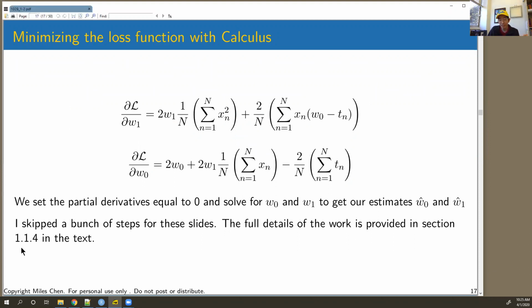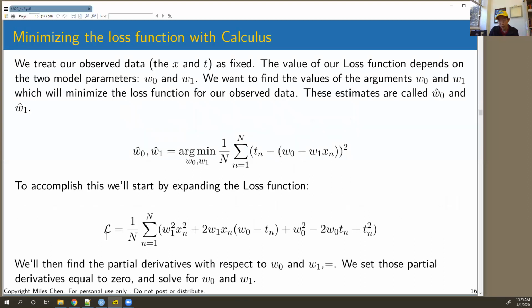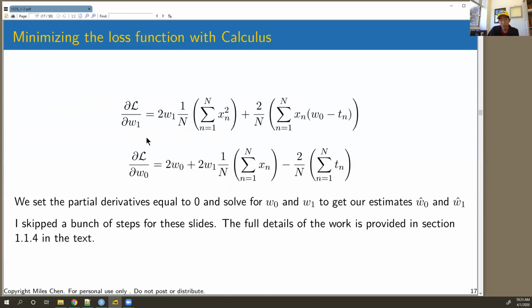The details are listed out in section 114 in your textbook. Also, I'm hoping, because you took this in 100b, it's going to be at least kind of familiar to you that when you take the partial derivative of this loss function with respect to w1, this is what you get. You take the partial derivative with respect to w0, this is what you're going to get. And you set those equal to 0 and you solve, and you get your answers, okay? That will give you your estimates of w0 hat and w1 hat, okay?